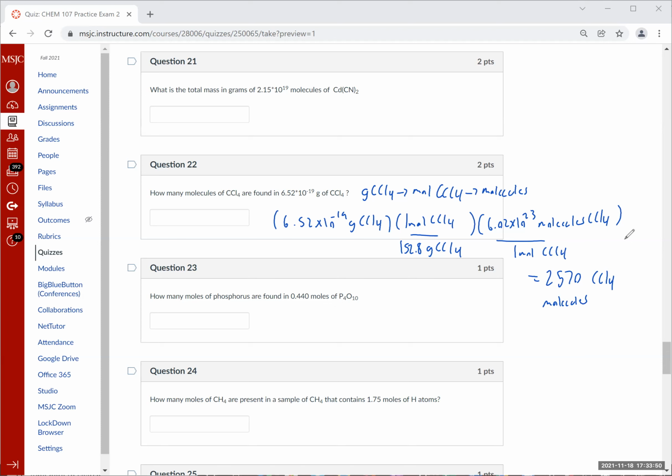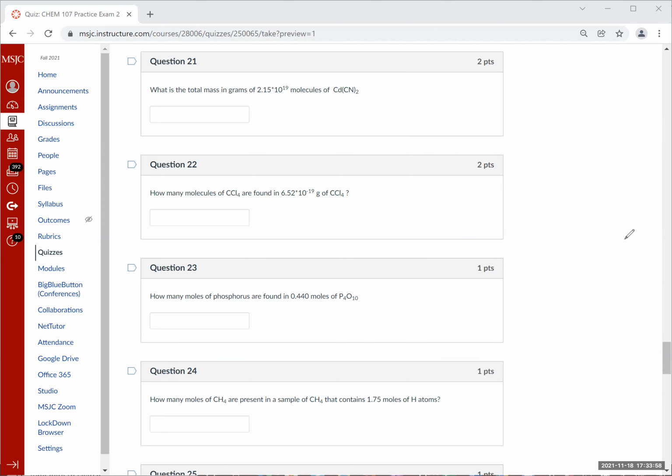Any questions on this example? Okay, let's look at another related problem. In this case, for the next problem, we're asked how many moles of phosphorus are found in 0.440 moles of P4O10. So we're trying to go from the moles of P4O10 to the moles of phosphorus.